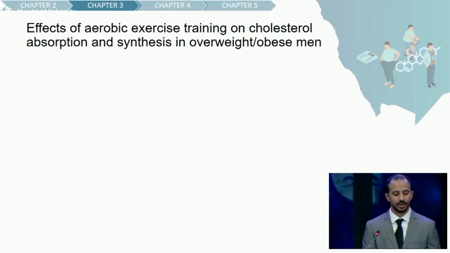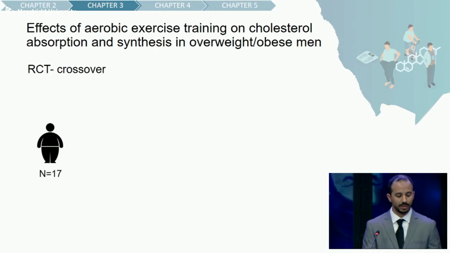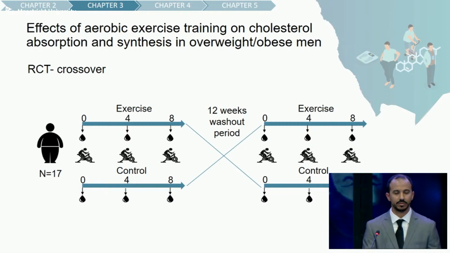First, we investigated the effect of aerobic exercise training on cholesterol absorption and synthesis in overweight or obese men. In this randomized controlled crossover trial, 17 obese men were randomized to start with either exercise or control interventions for 8 weeks. Men in the exercise intervention performed a progressive aerobic training exercise on a stationary bicycle 3 times a week for 15 minutes, while men in the control intervention were asked to maintain their physical activity levels. After a washout period of 12 weeks, subjects switched interventions. Blood samples were collected at baseline, week 4 and week 8.